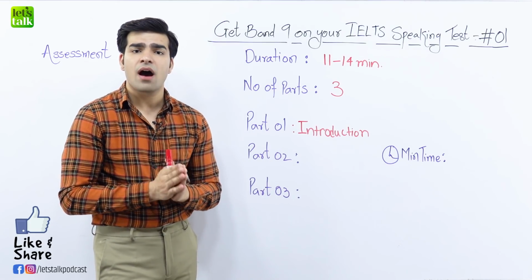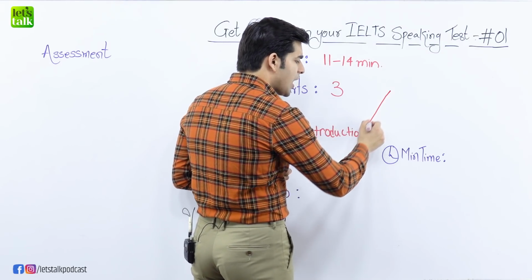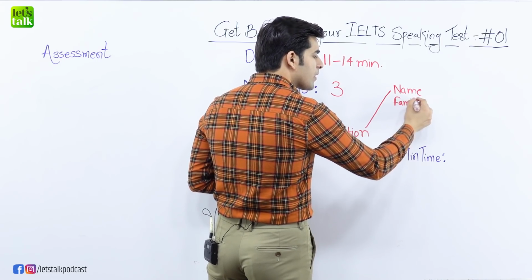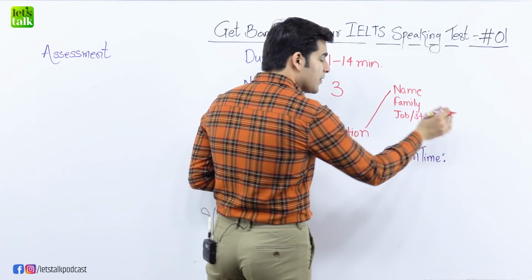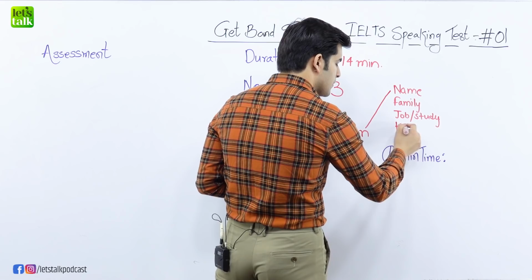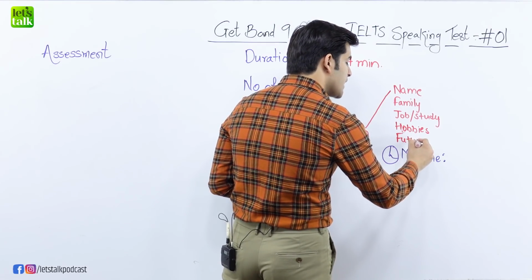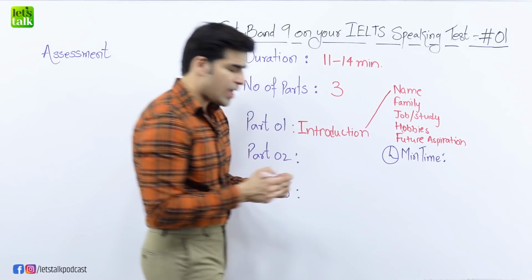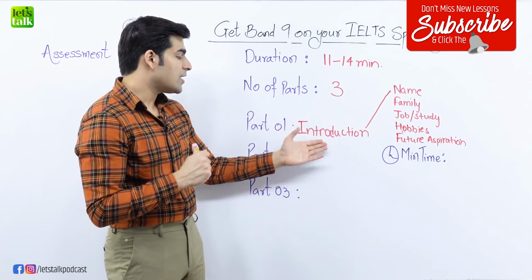In this part, the examiner asks repetitive questions. These questions are most of the time the same. They are about your name, your family, the job or study that you do, and your hobbies. And finally, these questions can also be about your future aspirations. So these are mostly repetitive, and you must prepare the answers to these questions before entering the room. Not scripted, but at least you should know what you're going to talk about if the person asks you a question on these basic 5 pointers in the introduction, Part 1.